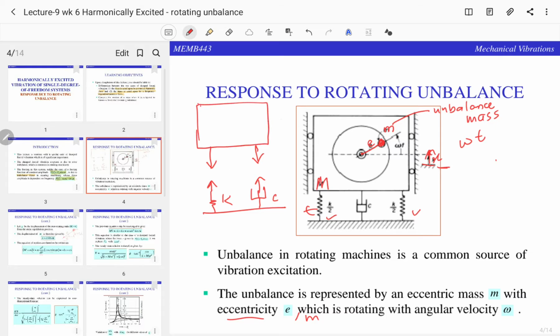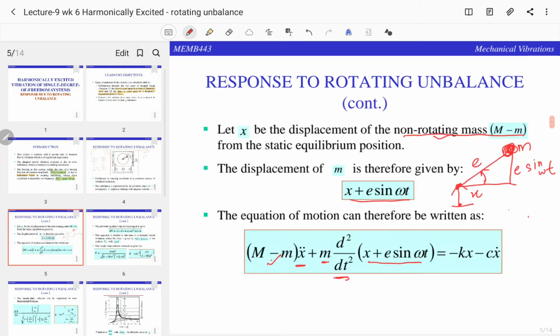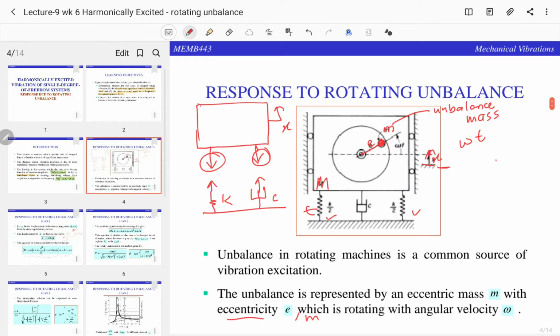So you can see that it's opposite of your x. So this is negative, this is also negative. So this whole thing is equivalent mass times x double dot, something like that, right? So that's what it is, equals to summation of forces. So that summation of forces, you have negative kx and negative cx. So that's what you have here.